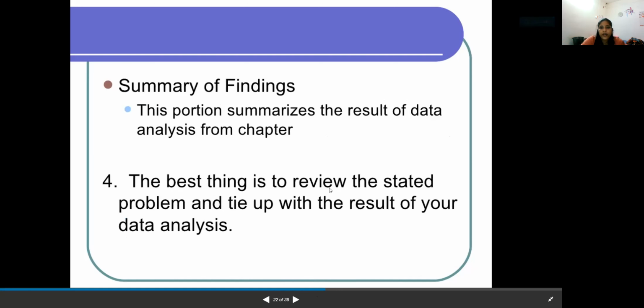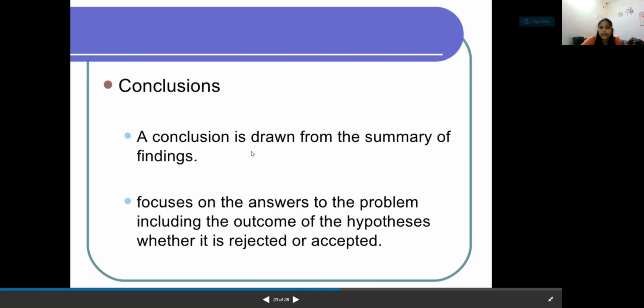Okay, next is summary of findings. This is the portion that summarizes the results of the data analysis. You have to summarize the data. The best thing is to review the stated problem and the result of your data analysis when you summarize. Okay, next is conclusion.